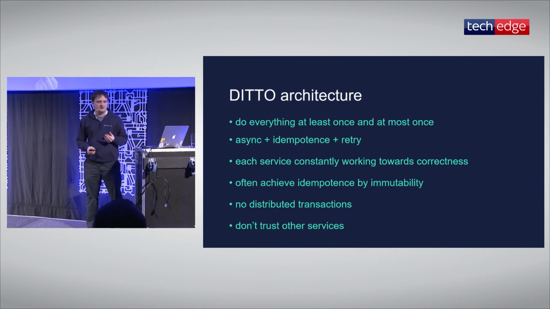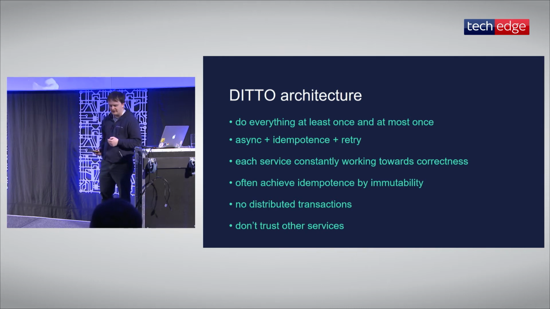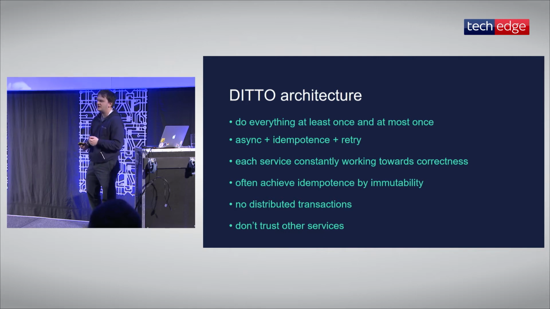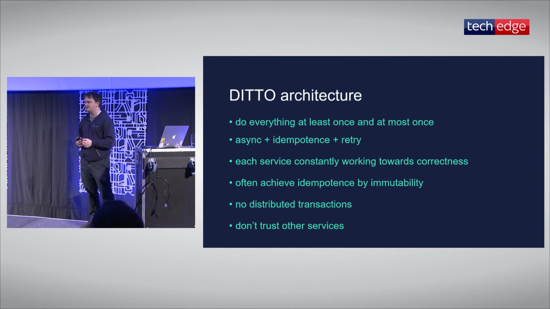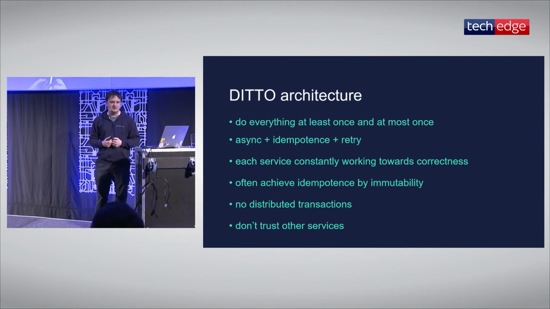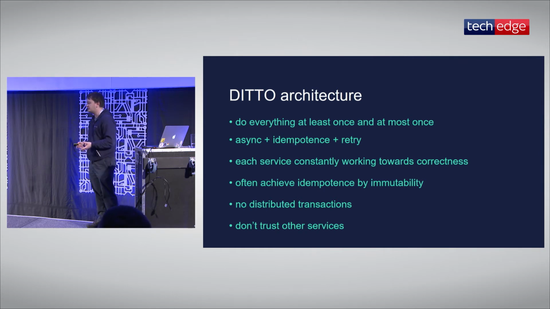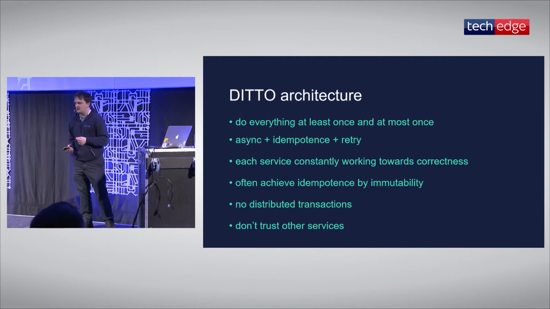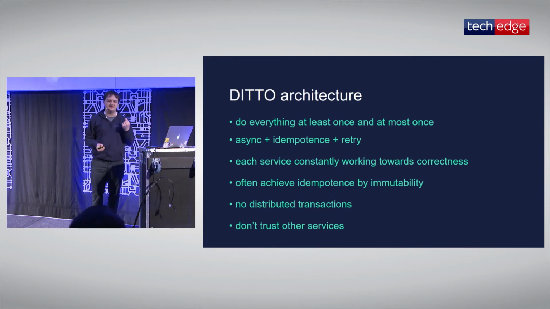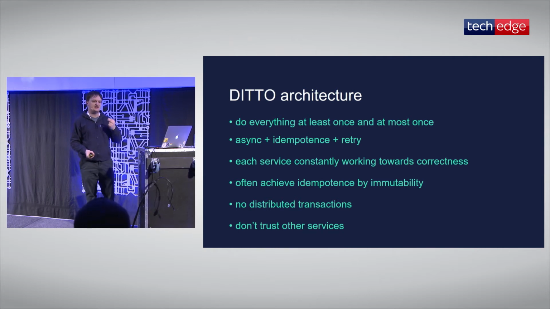So each system is constantly, because of this asynchronous nature, because things might take longer than you're willing to wait, working towards correctness. So we have what we call eventual consistency. And this is an important sacrifice to acknowledge, that maybe things won't be consistent instantly. But we don't need them to be consistent instantly. We need them to be consistent eventually.